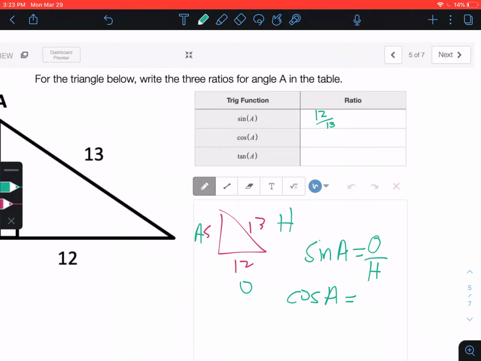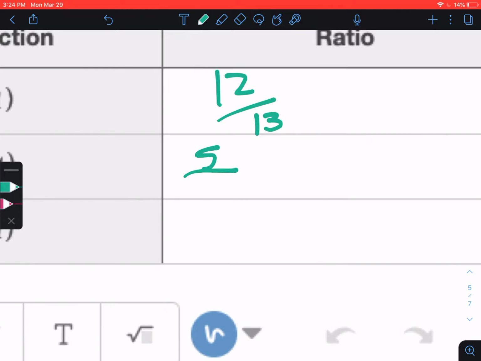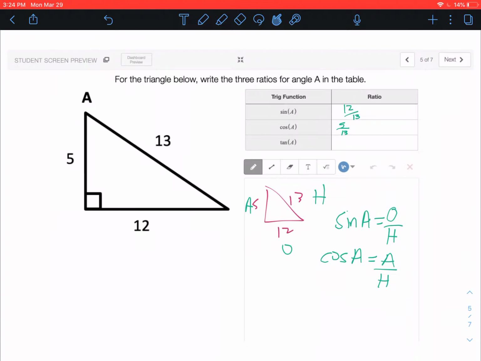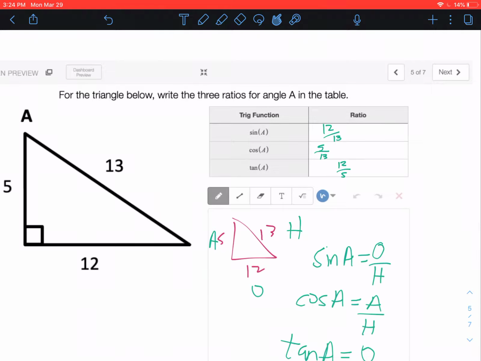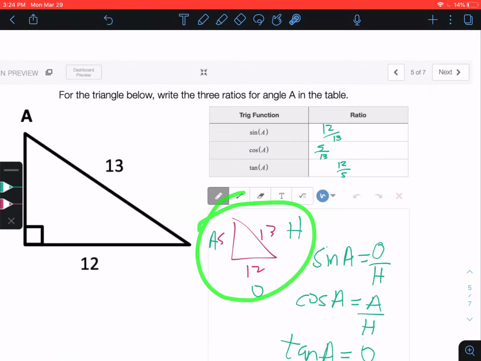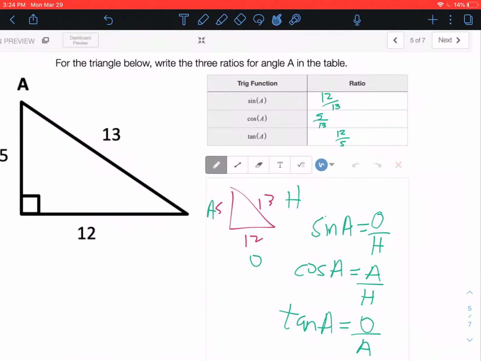Cosine of angle A is going to be CAH from SOHCAHTOA, so that's A over H. In this case, I'm going to be doing 5 divided by 13 for that ratio. And then tan is our final trig ratio, TOA, which is O over A. So O is 12 and A is 5, so we're going to write 12 over 5 for this last ratio. Just make sure you label those sides correctly in that first step, and then use SOHCAHTOA to help you remember those trig ratios.